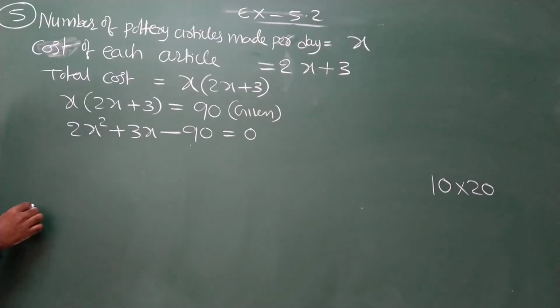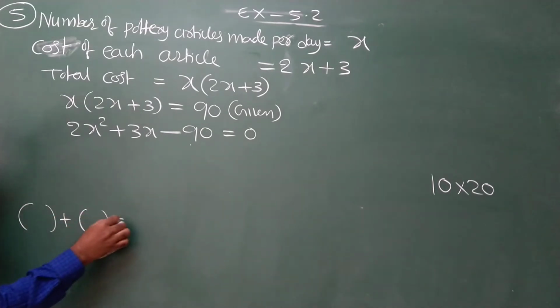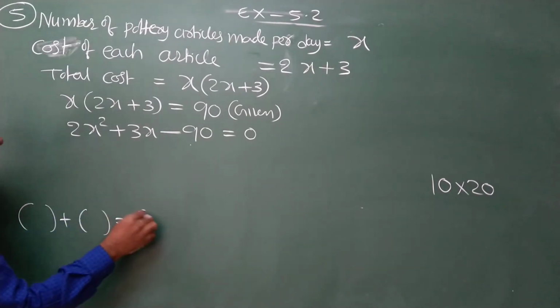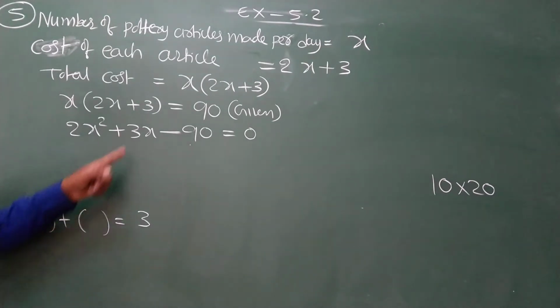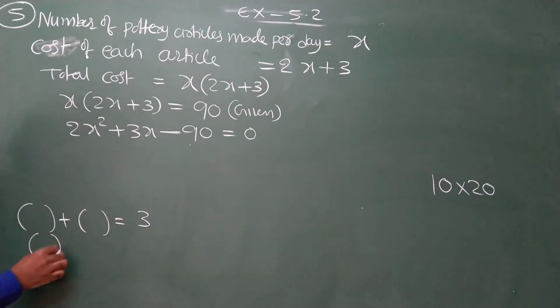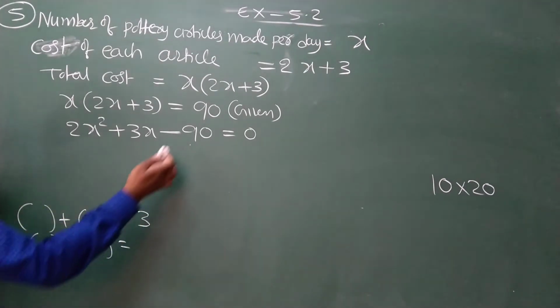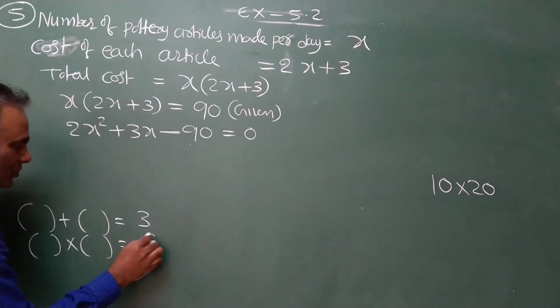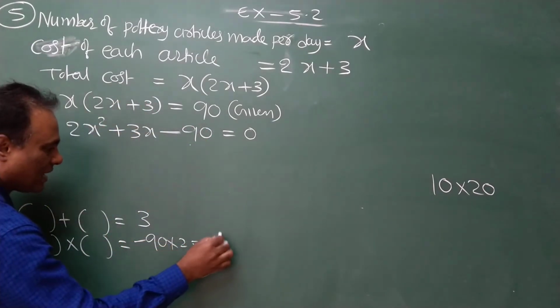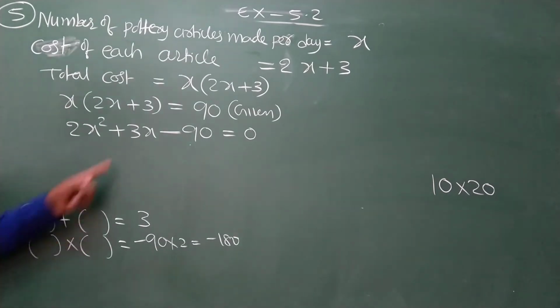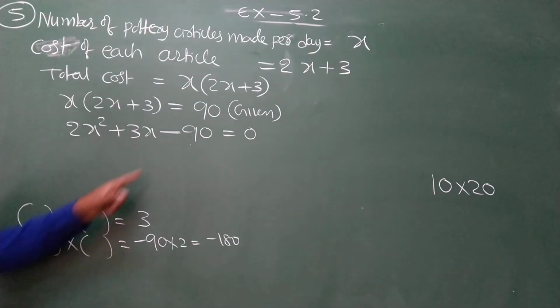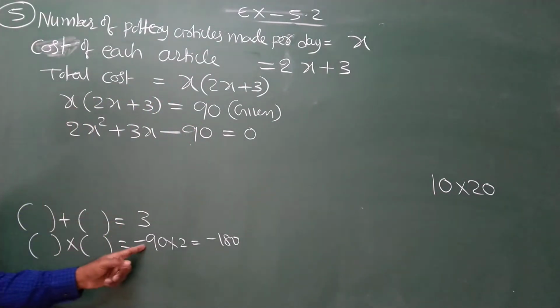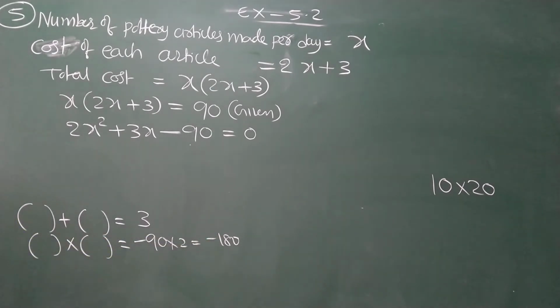Now students, tell me two numbers. Sum is 3, product is minus 90 into 2, minus 180. Sum is 3, product is minus 180. Do it.